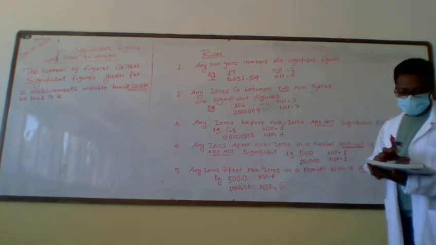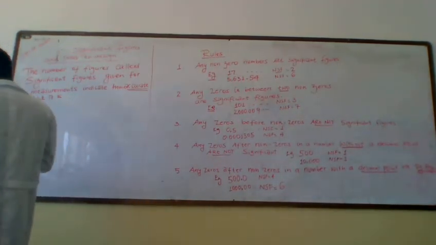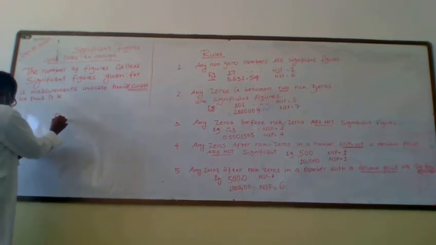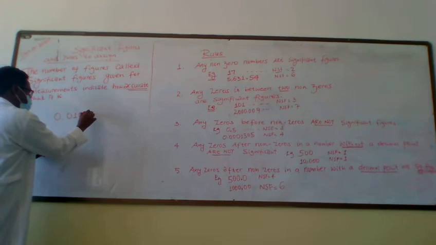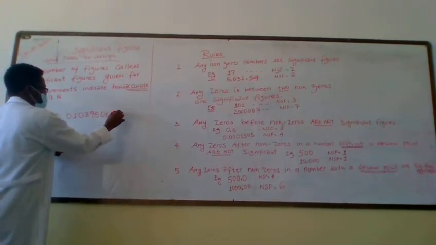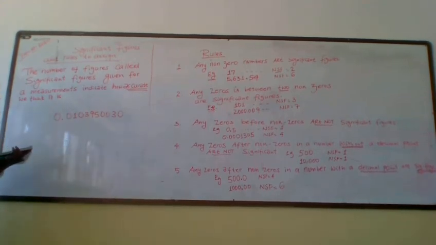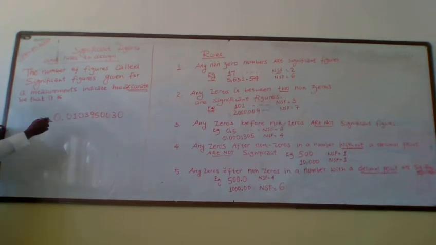One last miscellaneous example, which actually takes maybe most of the rules. 0.010395... sorry, 0.0103950030. Now look at this number. It has some of the rules. So now, how many significant figures are there?